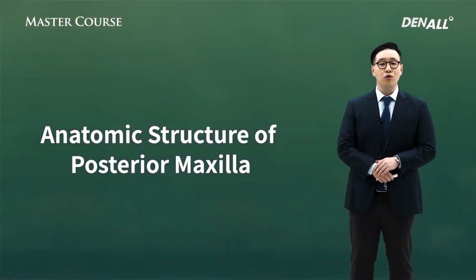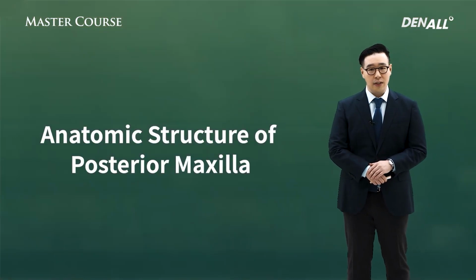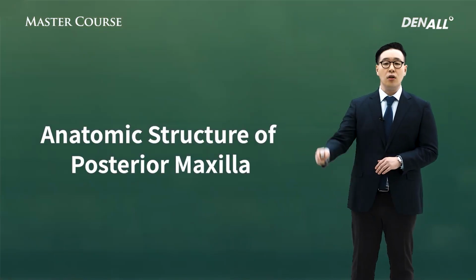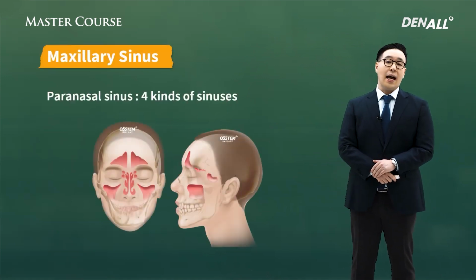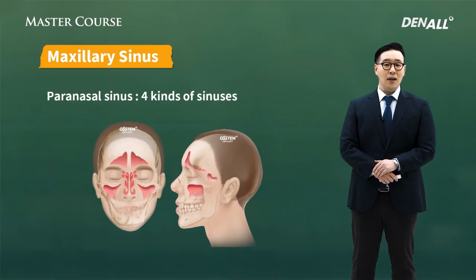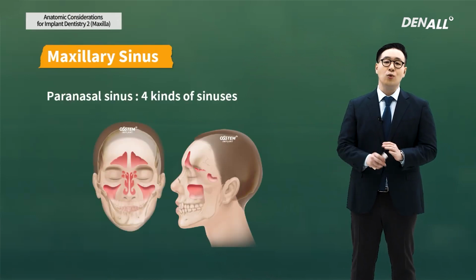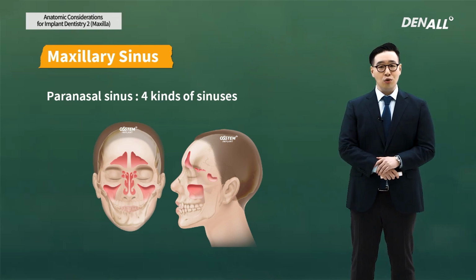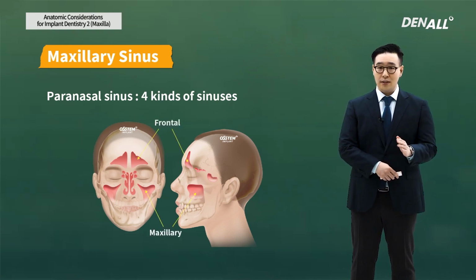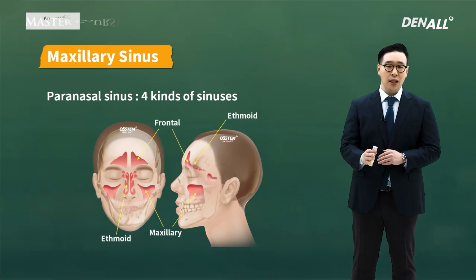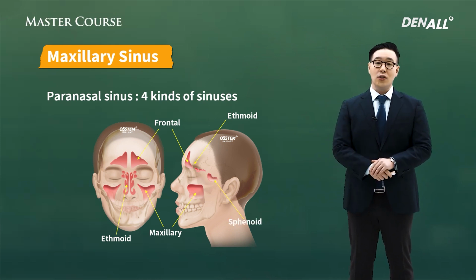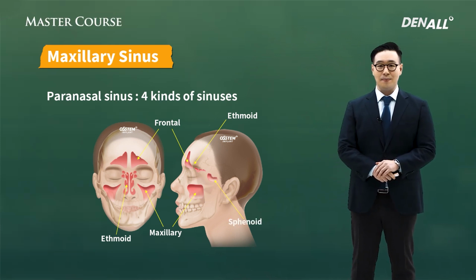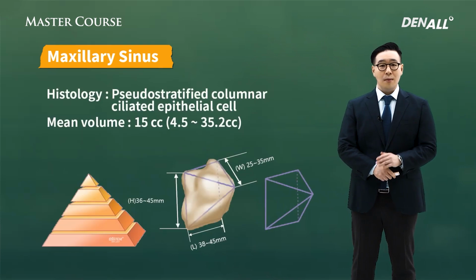Lastly, on the posterior side, these are the things you need to consider in implant placement, in other words, the anatomical structures you need to take into consideration. Here, there are 4 kinds of paranasal sinus. Those related to implant surgery, the maxillary sinus, are closely related, but besides that, you have these other sinuses. So in total, 8 sinuses exist.